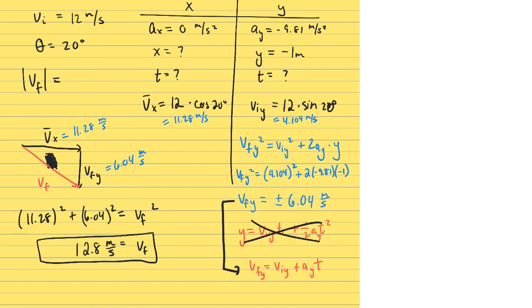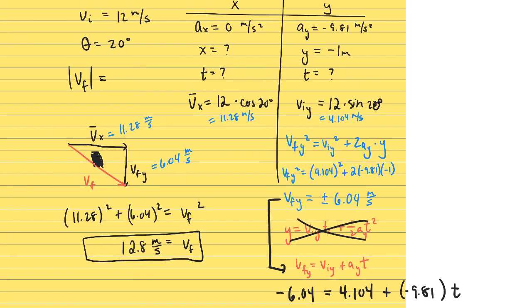We know that the final velocity in the y direction is negative 6.04. We know the initial velocity was 4.104. And this is plus negative 9.81 times the time. The key is to remember that this is negative. If you don't make this negative, the problem will not be right. Okay, it's reaching negative 6.04 when it's on the way down in the y direction. That's the key, to make sure that this is negative that you choose.